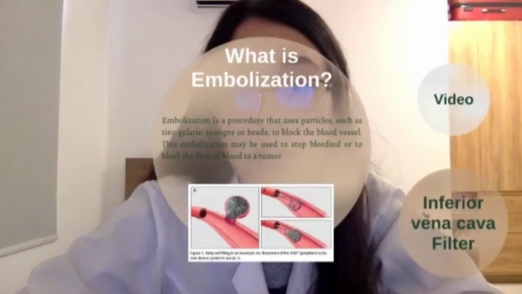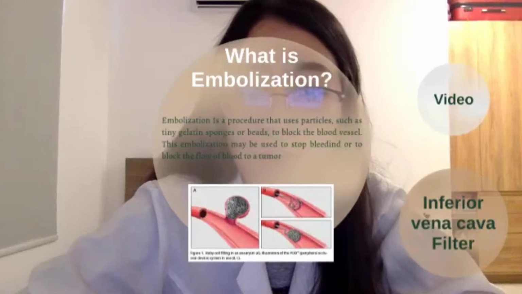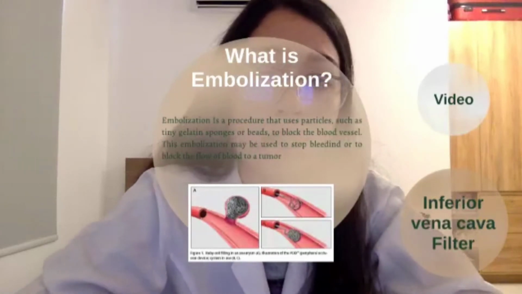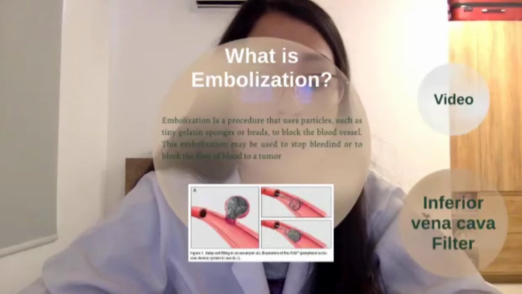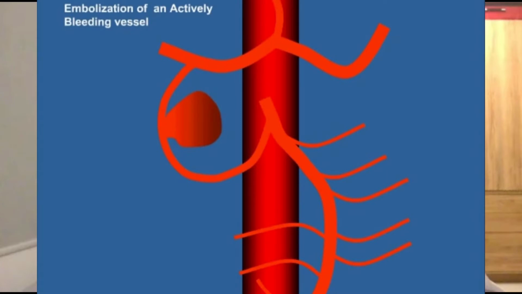Embolization is a procedure that uses particles, such as tiny gelatin sponge or beads, to block the blood vessels. This embolization may be used to stop bleeding or to block the flow of blood to a tumor. Embolization is the technique of blocking abnormal blood vessels. There are several ways to block a vessel. We could use particles, liquid agents like glues, or special coils.